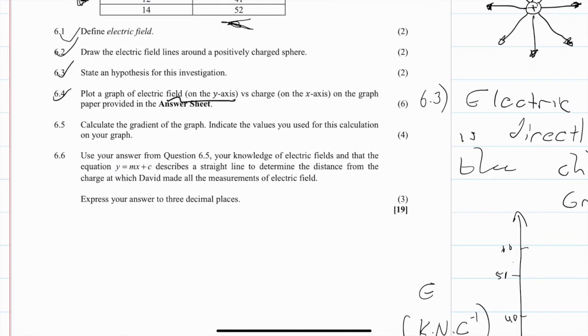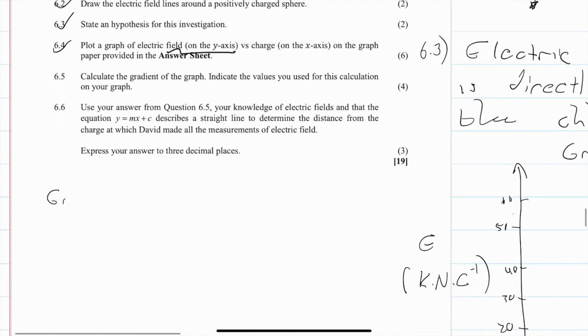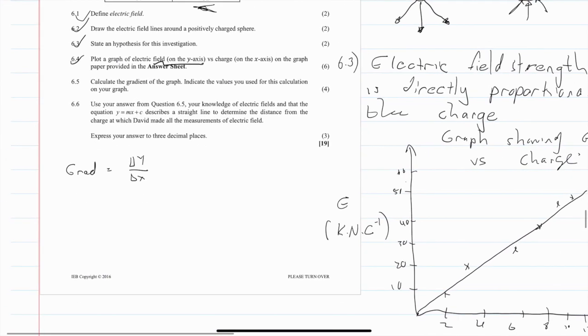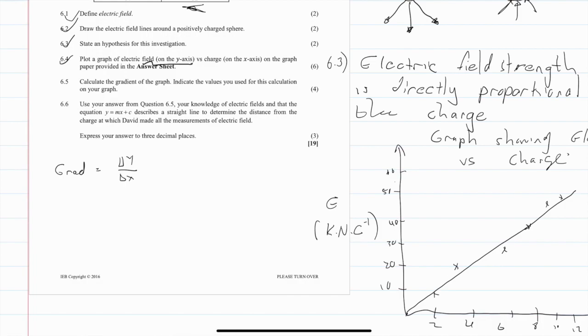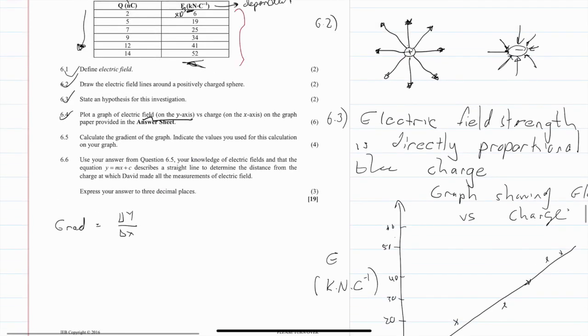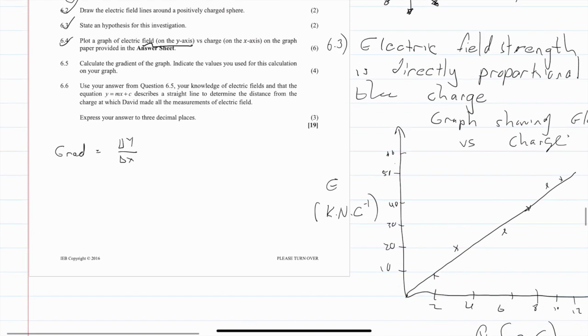Okay, then it says calculate the gradient of the graph. Indicate the value that you used. So for the gradient, all we're going to do is pick 2 points, and we're going to say gradient is equal to change in y over change in x. Something important is to make sure that you pick values that don't have to be the points given here. In fact, it's better if they're not these. Try to not pick these points, but rather pick points that your graph actually cuts.